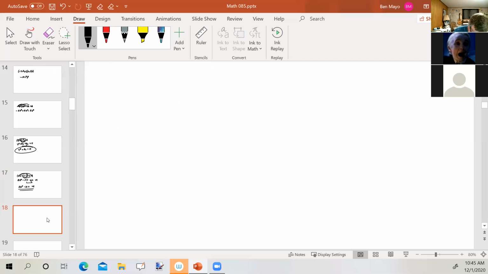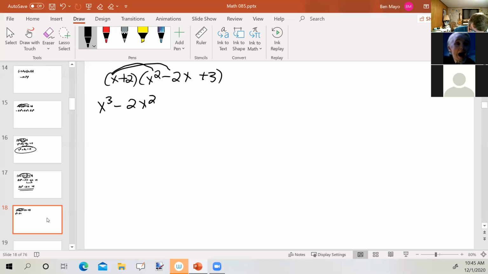Let's say we've got a binomial times a trinomial. We take each term in the first binomial times each term in the second trinomial. So we get x times x squared, which is x cubed, x times minus 2x, which is minus 2x squared, x times 3, which is 3x.